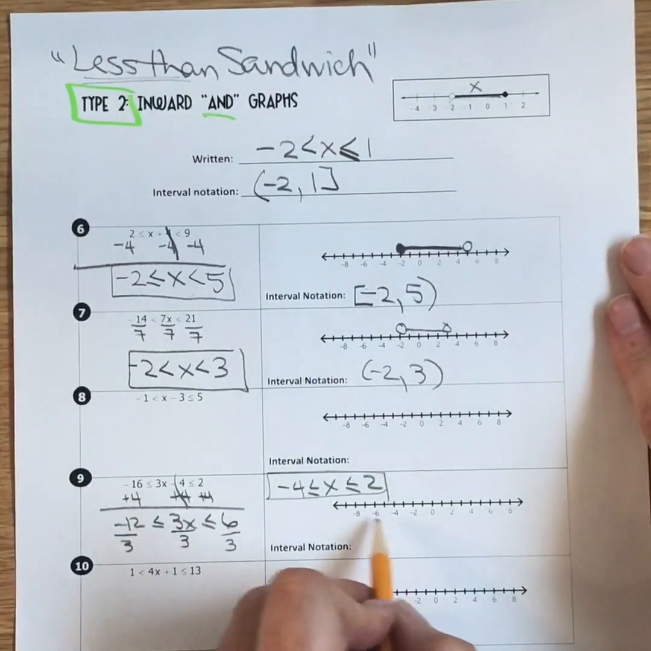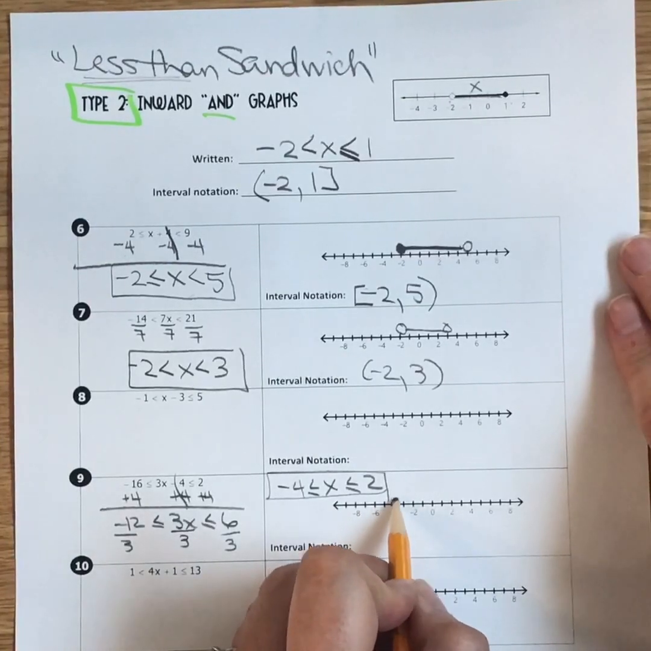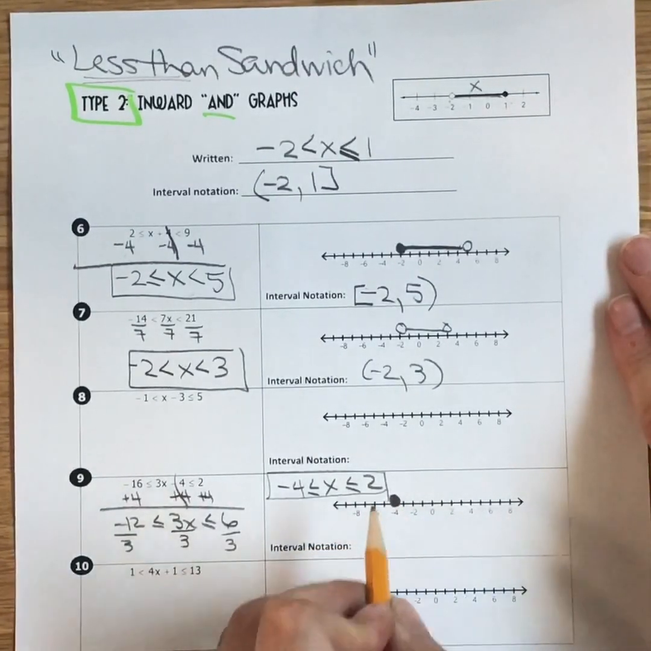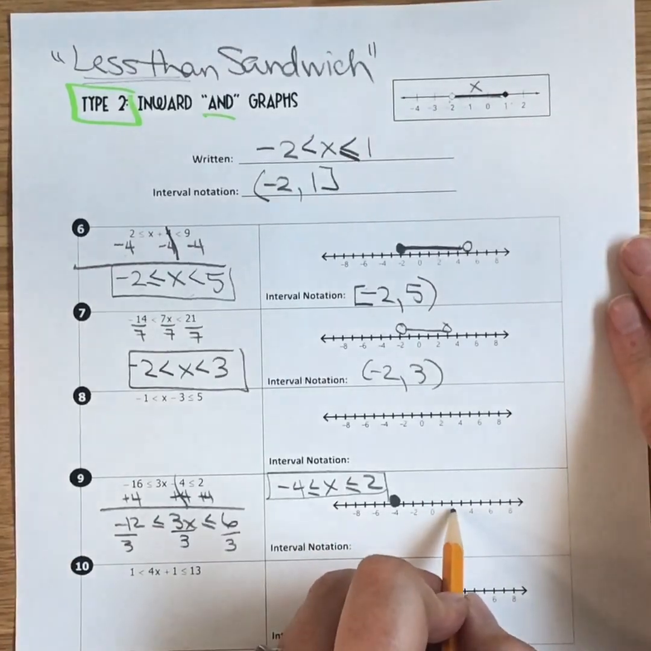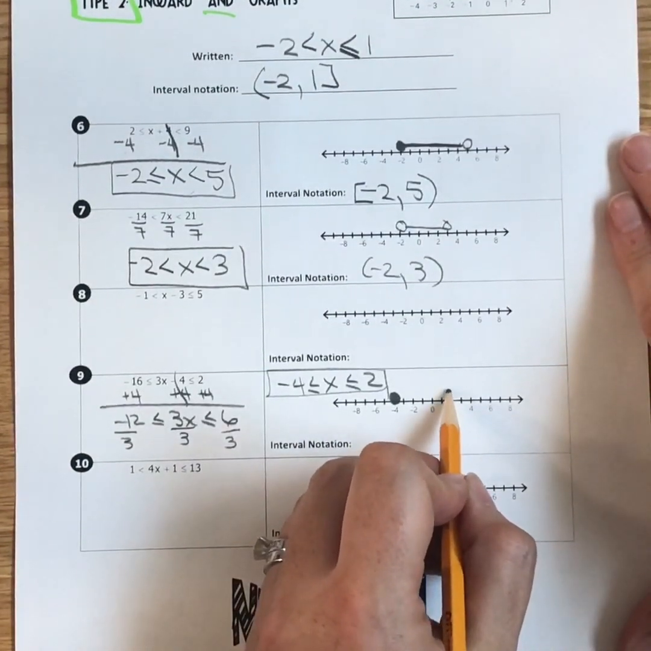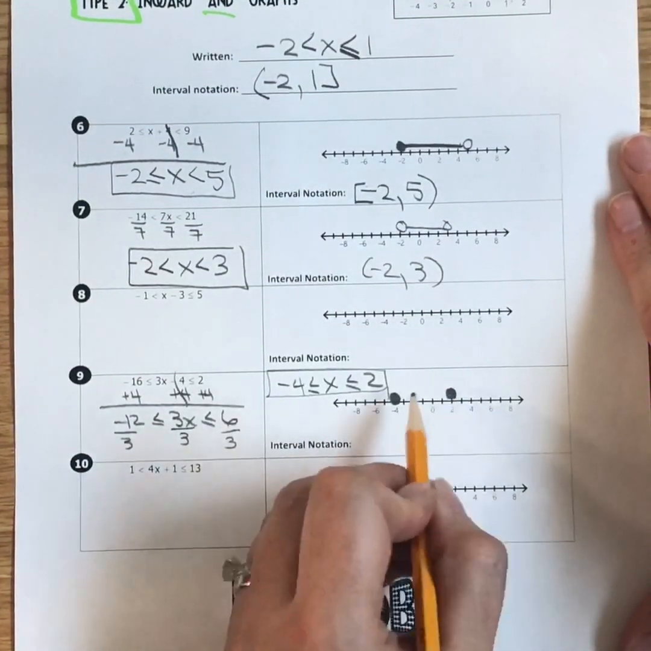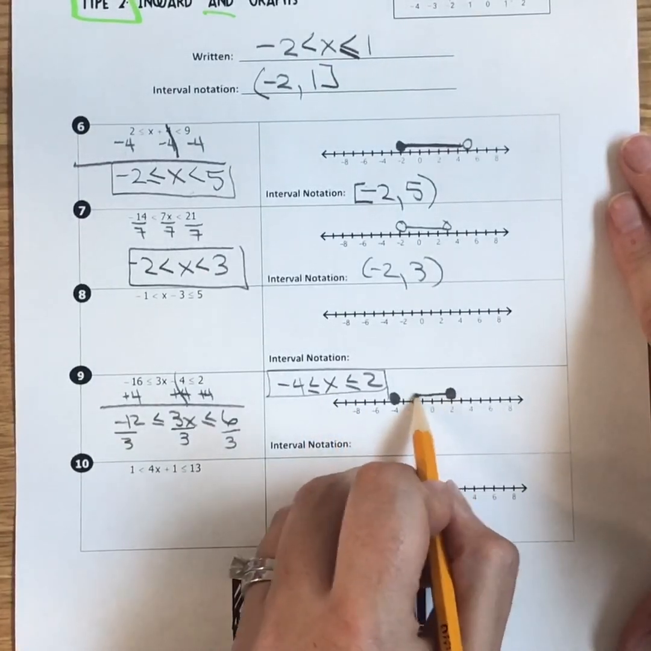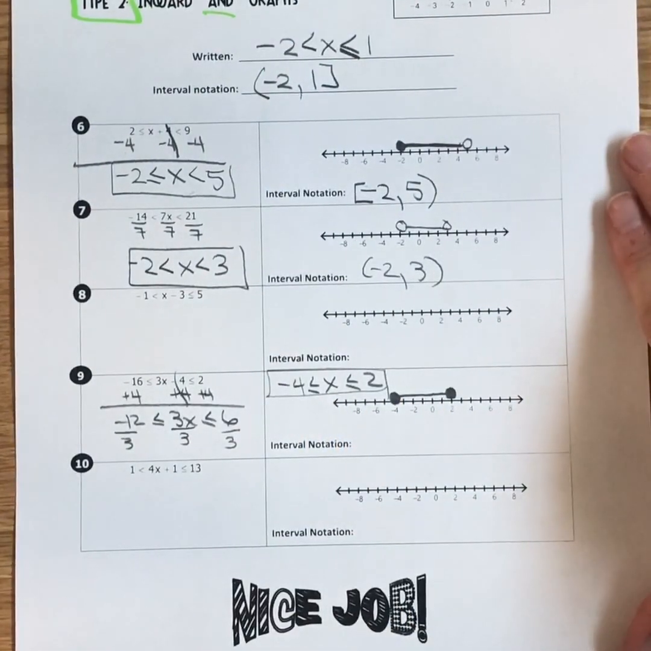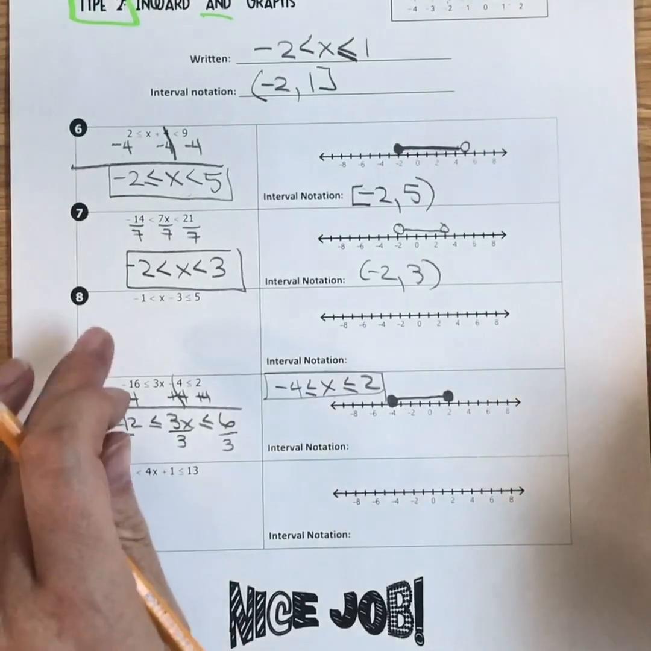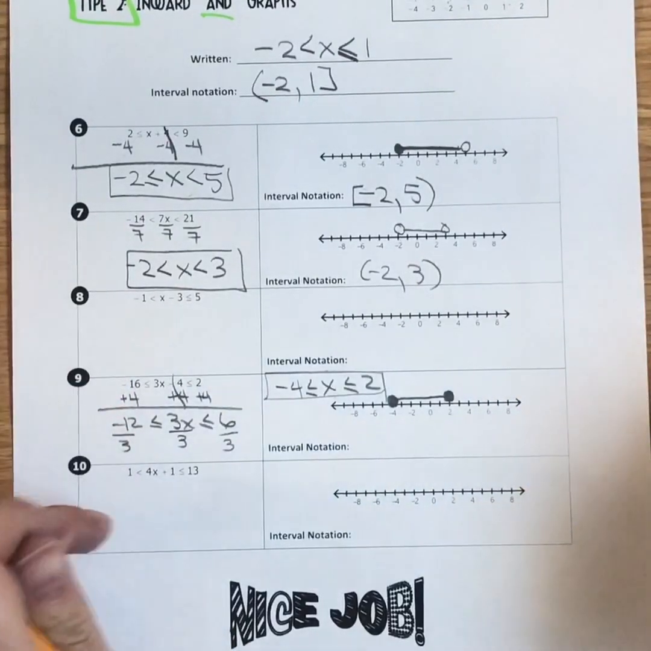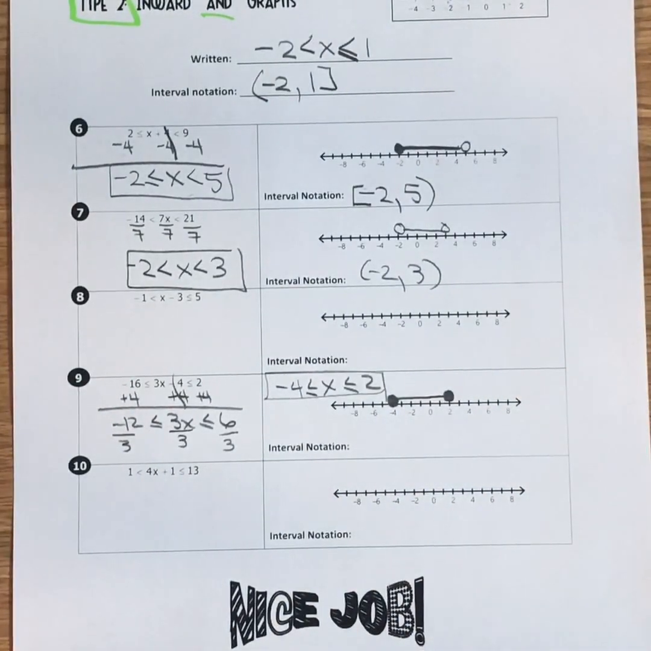So we graph it, we go to -4, it has an or equal to, so we put a solid point on that boundary. And then number 2, we also put a solid point. And since x is sandwiched in the middle, we shade it in the middle. So go ahead and, like I said, do 8 and 10 on your own. Pause the video and check the answer key at the end, and bring any questions that you have in class.